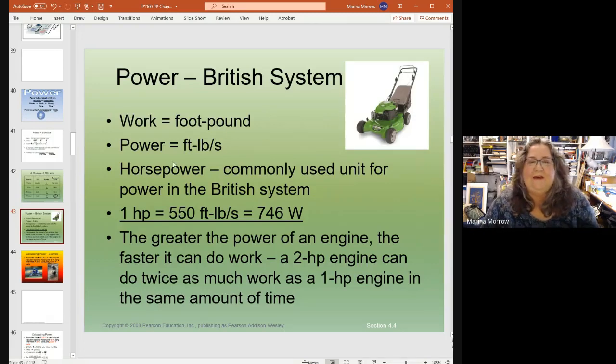Okay, and here in America, of course, we use the horsepower, which is foot-pounds per second. That's one way to do it too. 1 horsepower is 550 foot-pounds per second. That's about 746 watts.